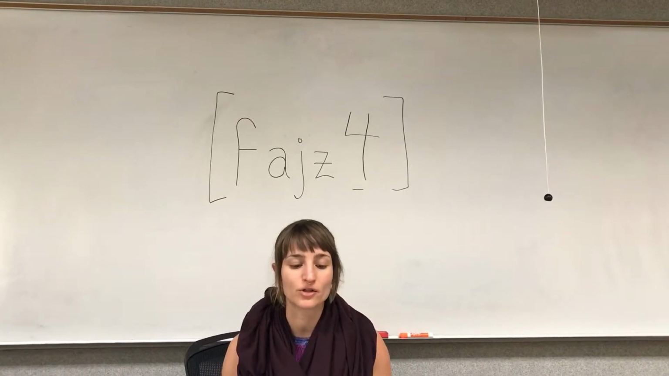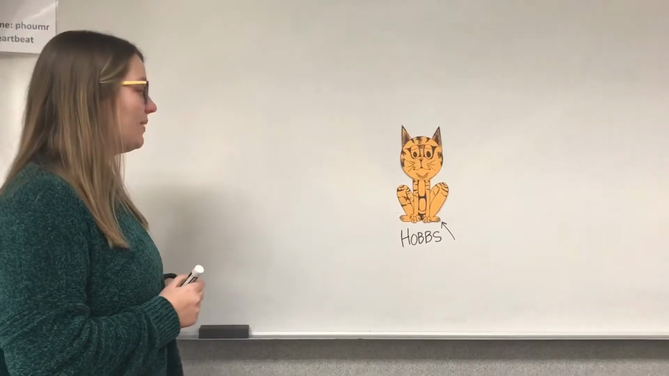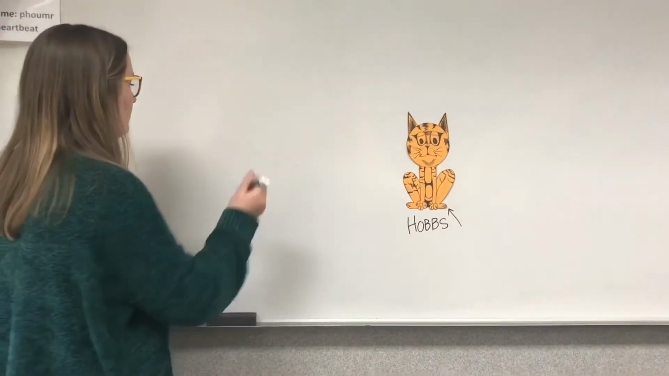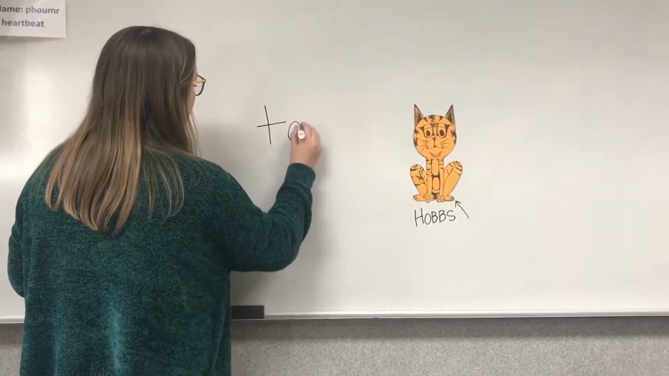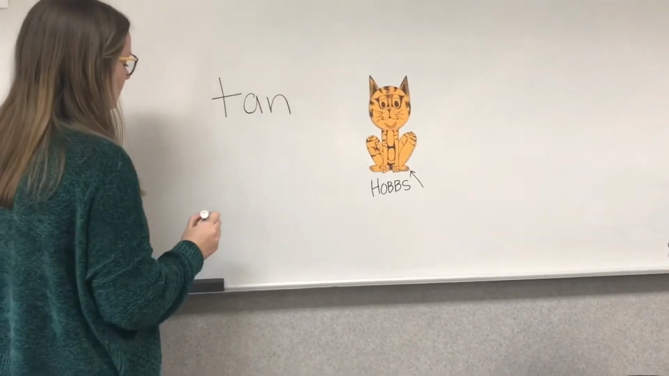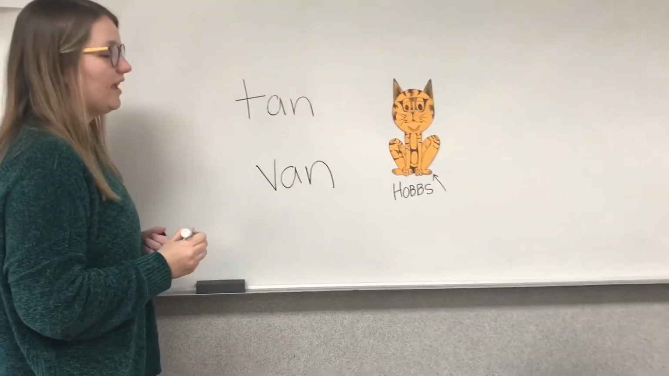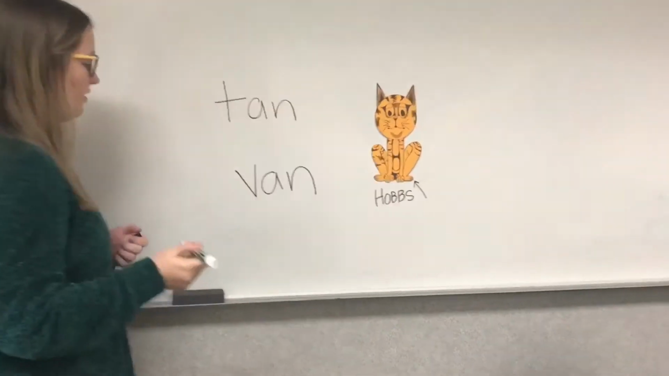In the final phase, the clinician leads the child to transfer the targeted phoneme to the word level. This is done in order to identify in words the long versus short sound. We're going to talk about those sounds in words. This is the word tan. It has a short sound. This is the word van. It has a long sound.